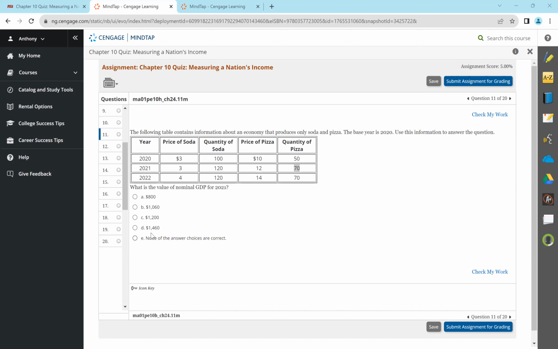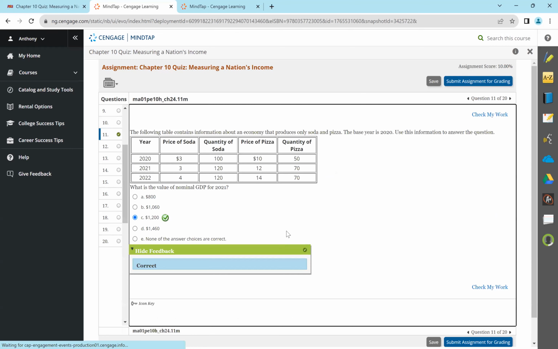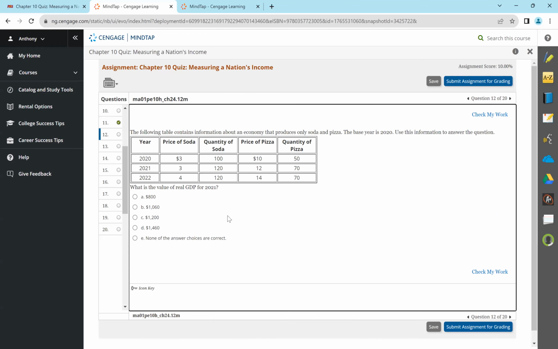All right, so I get 1200. 3 times 120 plus 12 times 70. Give it a try here. And it does like that. So the thing to remember about nominal is that whatever the year is, you use that year's prices. There's another one where you go back to the base year, which maybe we'll see in the next question.